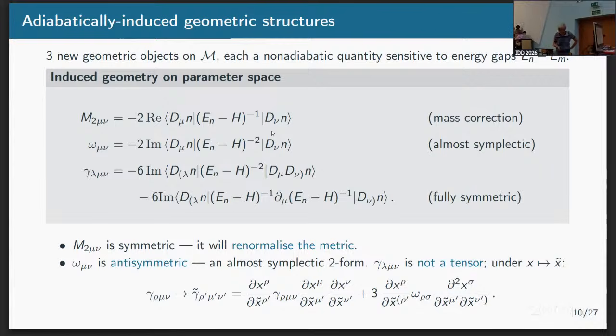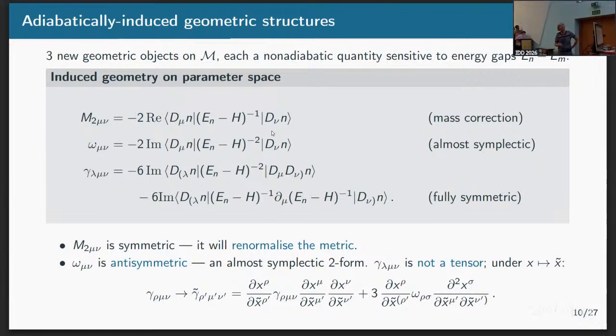Omega is not named omega for no reason. This is actually almost a symplectic structure, almost because of the imaginary part. So this thing is skew symmetric in mu and nu. When you exchange mu and nu, this is just a complex conjugation. So this is antisymmetric in mu and nu. The real part of this expression is always symmetric because there is no change of the sign when you do the conjugation. So this is skew symmetric.